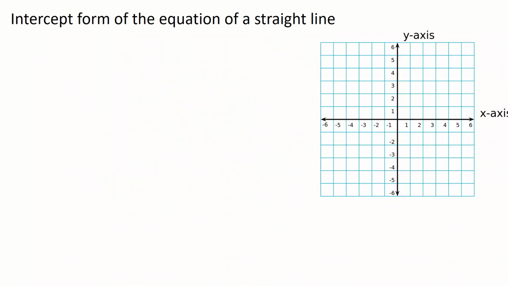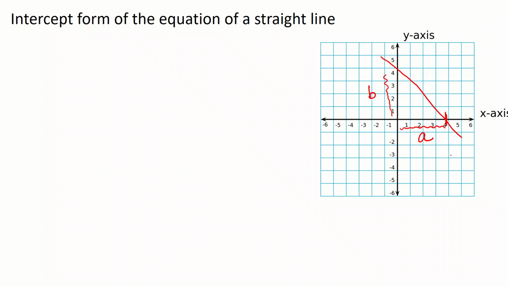Next, intercept form of the equation of a straight line. So in the previous slide we were given only the y-intercept and the slope, but here we'll be given both the intercepts. So this is the x-intercept and this is the y-intercept. We'll be given both of these. So suppose that the x-intercept is a units and the y-intercept is b units.